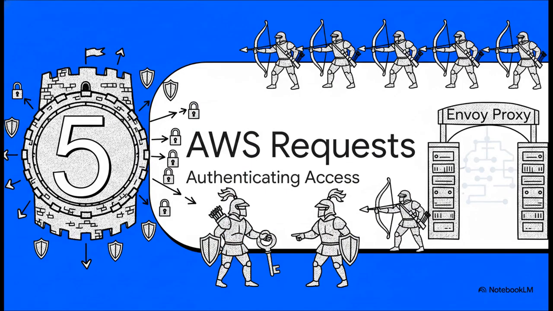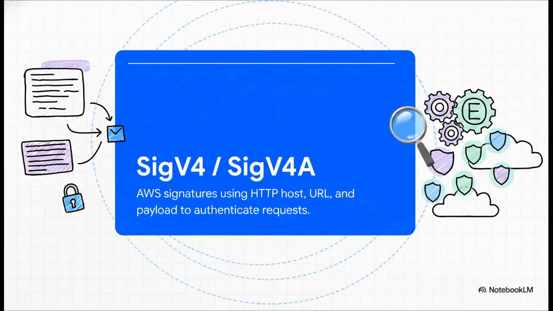And that brings us to our final stop, Section 5, Authenticating AWS Requests. We are finally at the outermost perimeter of our secure system. You have an impenetrable vault, but how do authorized applications actually get inside? We have to look at the strict guards standing at our fortress gate.